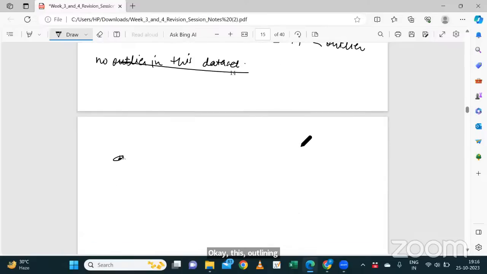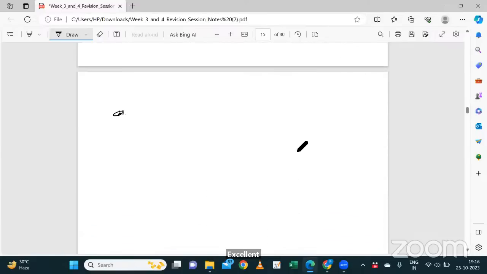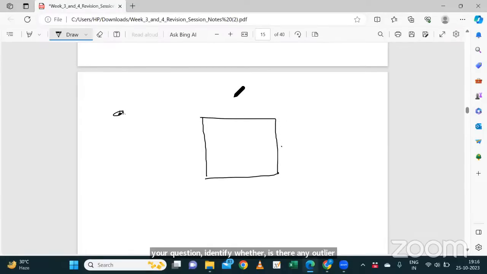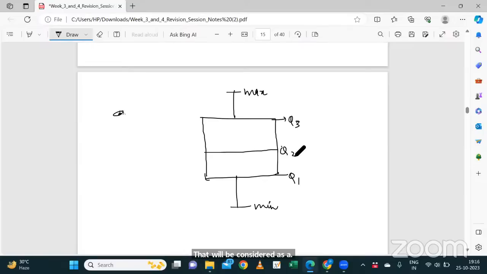Someone asked about the box plot. So basically, the box plot represents like this. This represents the minimum value of your data set, this represents the maximum value, this represents Q1, this represents Q3, and in between is Q2. Q2 will not be exactly between Q1 and Q3. It will vary as per the data set, but it will be in between Q1 and Q3.